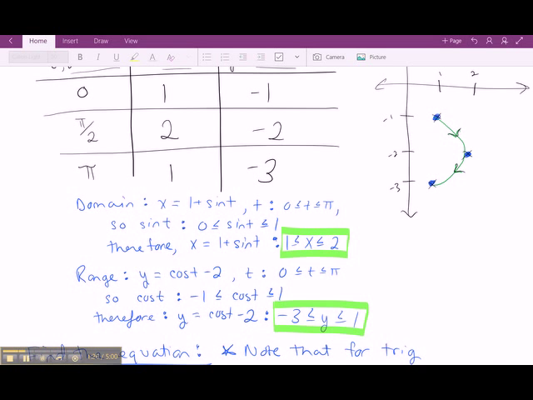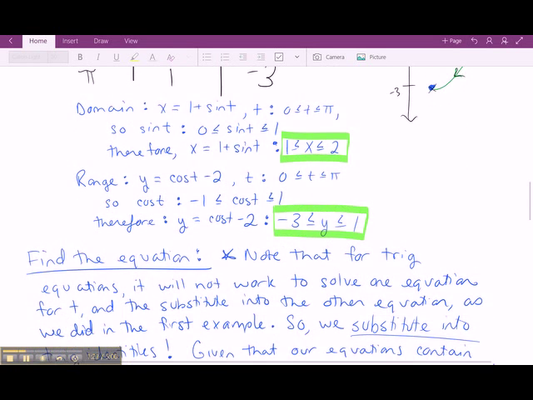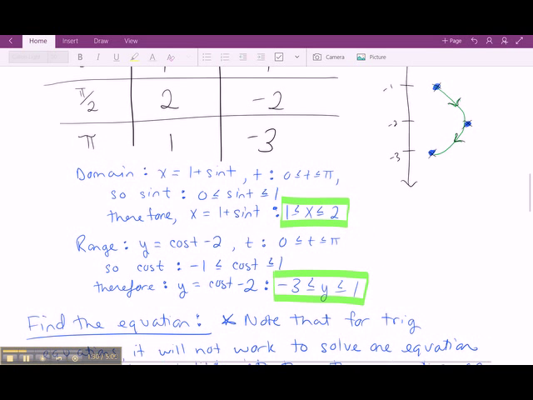Okay, so, sorry. If we look at the domain and range, just so that we can see if the graph is following along with that fairly well. The domain is going to come from the x value, which was 1 plus sine t. And if t is between 0 and pi, sine is always going to be positive, and it's never going to get bigger than 1. So that means that the value of sine t itself is between 0 and 1.